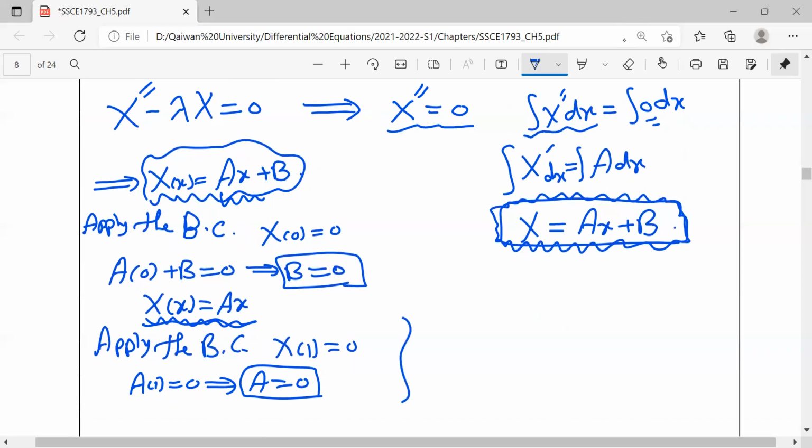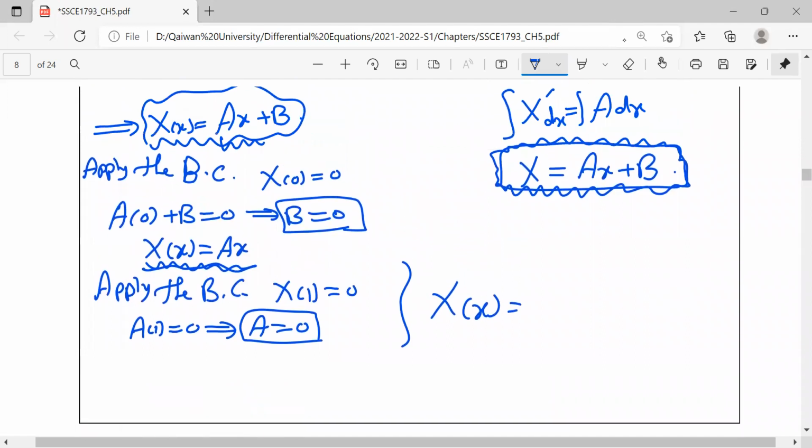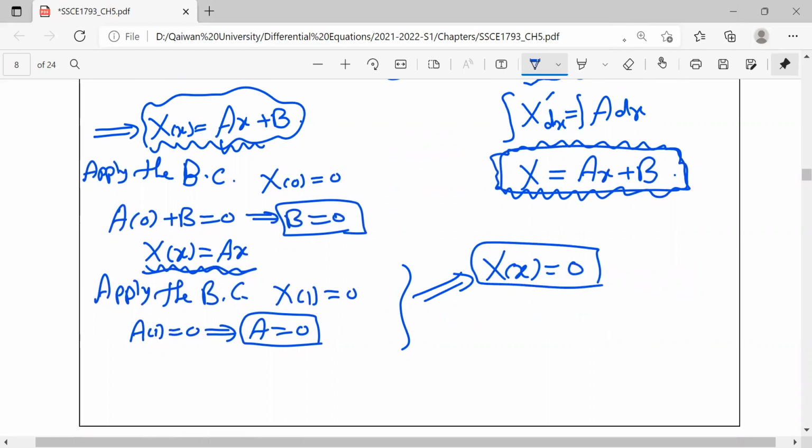So the solution X of x equals what? Equals ax plus b. If both are 0, we get 0 for a. Okay, so X of x is 0.